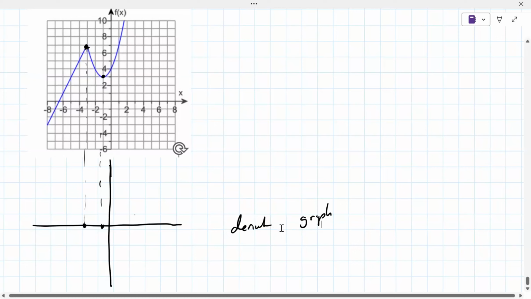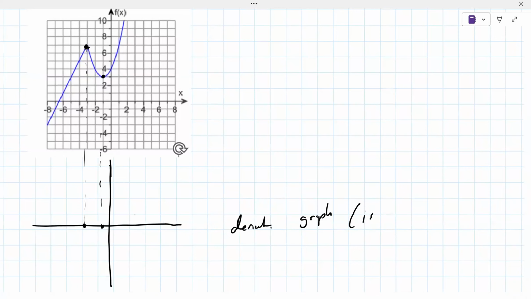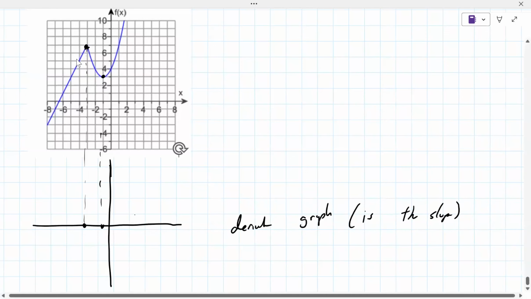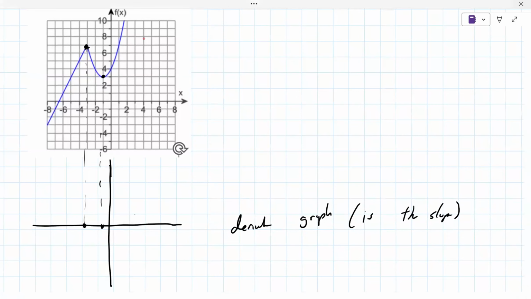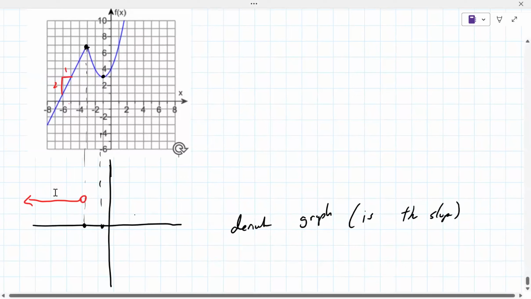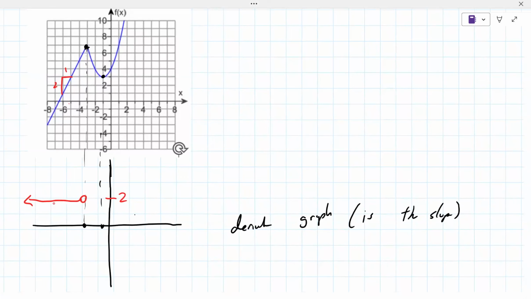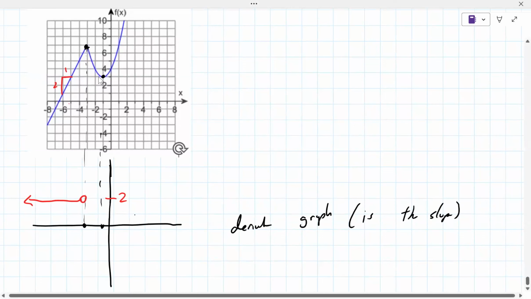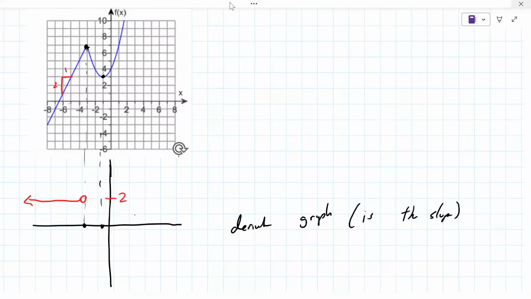So what is really unclear, we'll try to make it clear, is that the derivative graph is the slope. It's the slope of the original function. The slope of this function right here is approximately, looks like it's 2/1. So in your derivative graph, it's a line at 2 because it's got a slope of 2. The next one has a slope that is changing. It's negative, less negative, closer to zero, closer to zero.